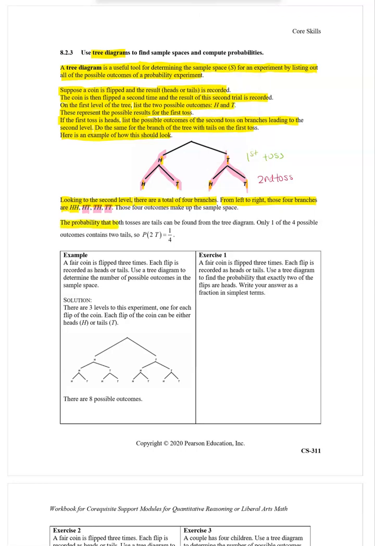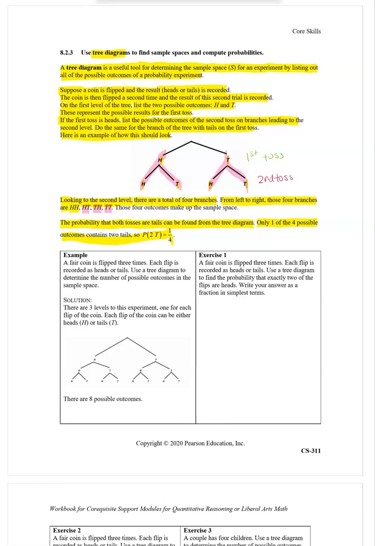The probability that both tosses are tails can be found in the tree diagram, like only a 1 in 4 probability, right? Because both tosses are tails, right here, 1 in 4. 1, 2, 3, 4, and then it's just one of those. So that's how you do that, right?